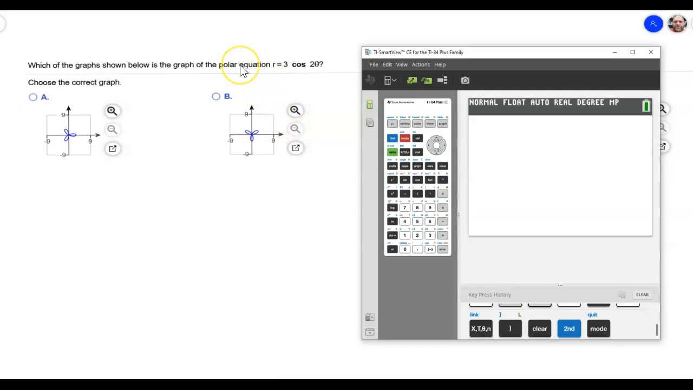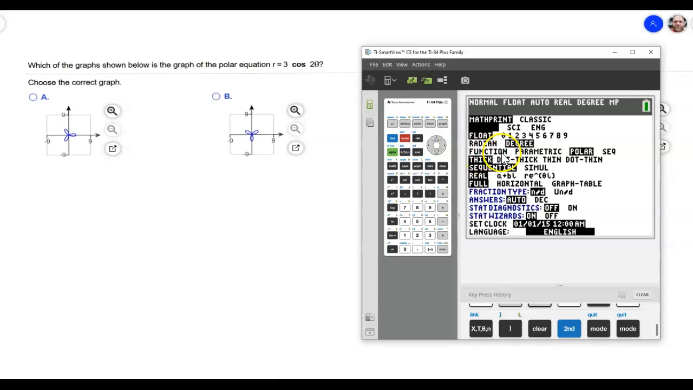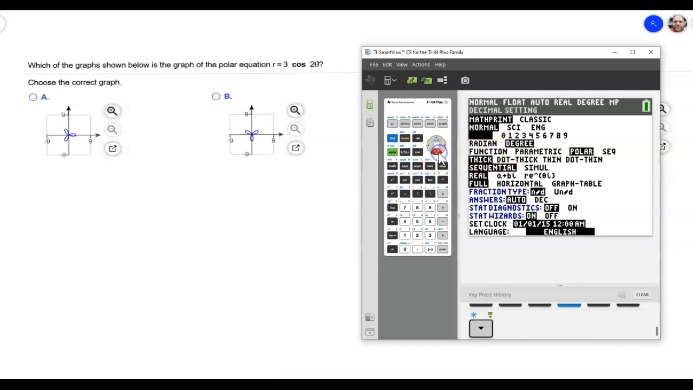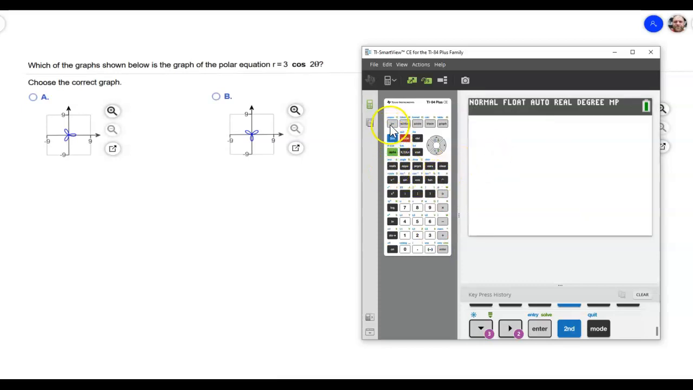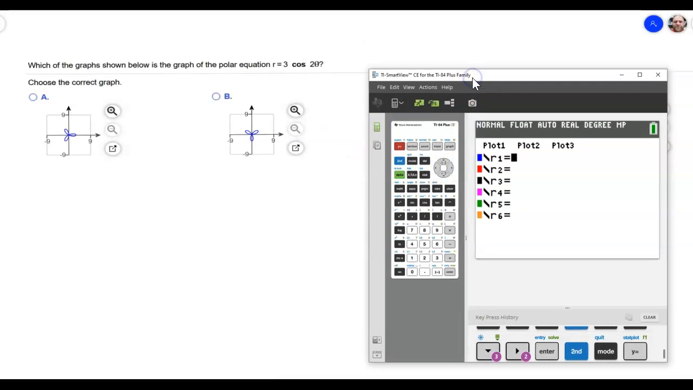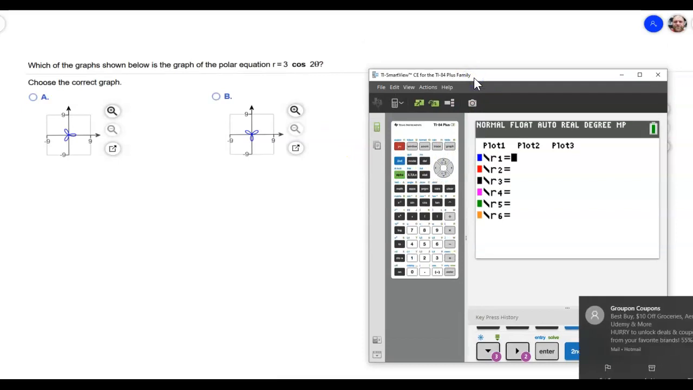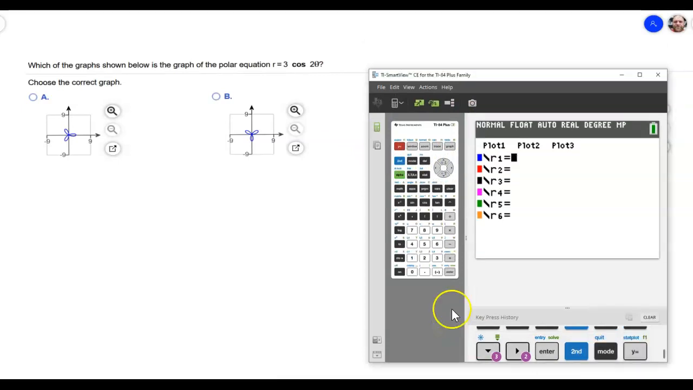But the trick here is that we got to go into the polar form, which we could do really easily. I've already put mine into polar form, so you just hit mode. Normally we're in function, and I've already changed mine, but you just go right over to polar, which is right there, and you hit enter, and you get out of there. And when you go into polar, when you hit y equals, instead of y1, y2, and so on, you get r1, r2. So normally, in an equation where we solve for y, now we're solving for r's.